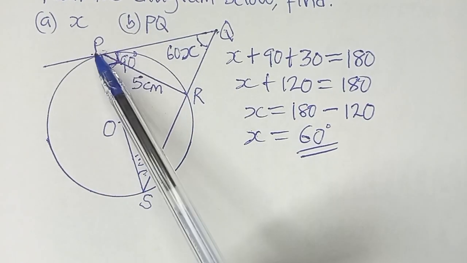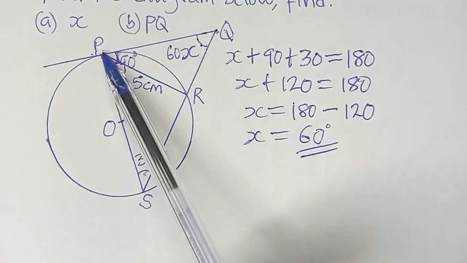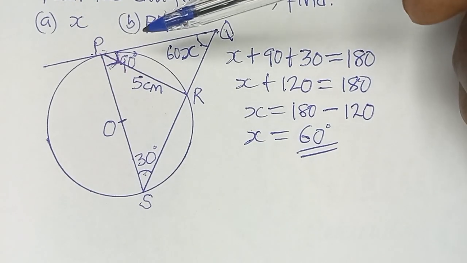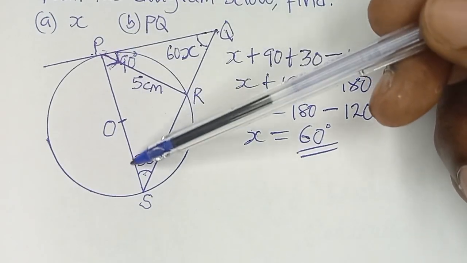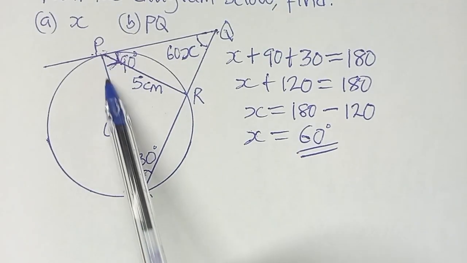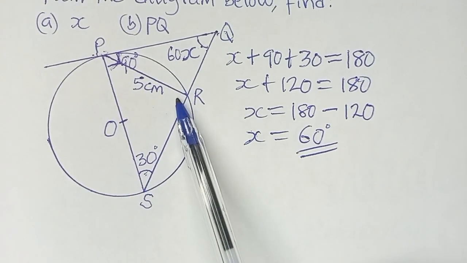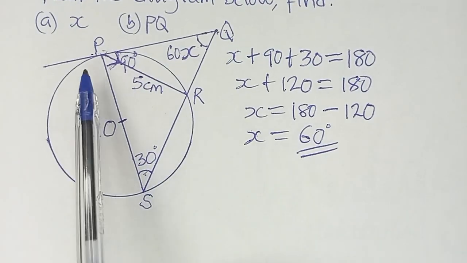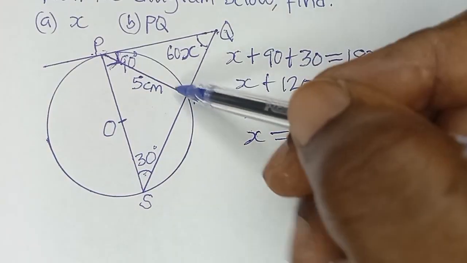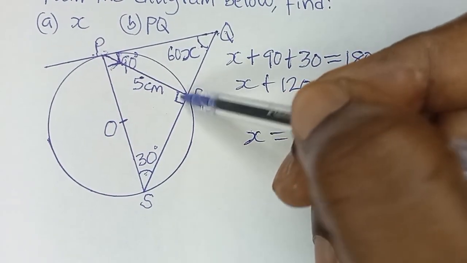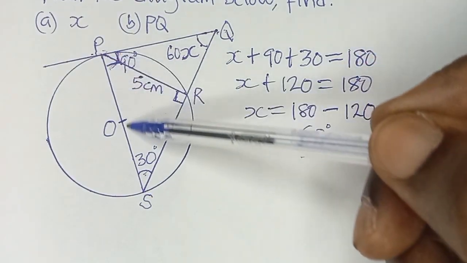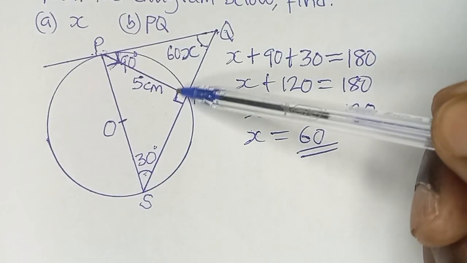Now the next question, B, says to find the length of this line PQ. Now I would like us to look at another important theorem. This is the diameter of the circle. The opposite angle that a diameter makes in a triangle is a right angle. That theorem says angle in a semicircle, because this diameter makes a semicircle. So angle in a semicircle is a right angle, that is 90 degrees.